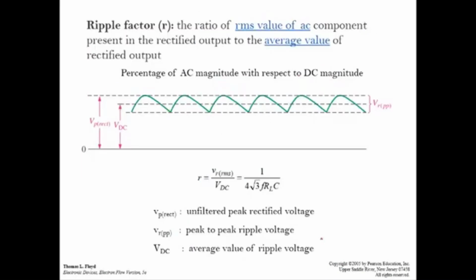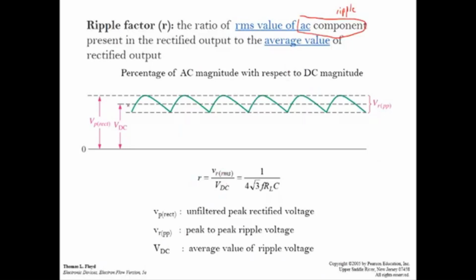Okay, so next part, I will introduce the ripple factor R. What is ripple factor? It is the ratio of the RMS value of the AC component. In this context, the AC component is the ripple. The ratio is RMS value over average value. So ripple factor is VRMS over VDC.